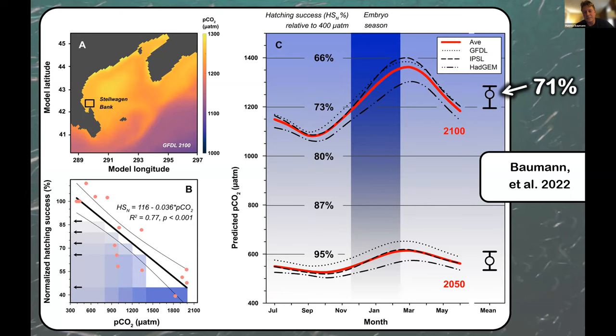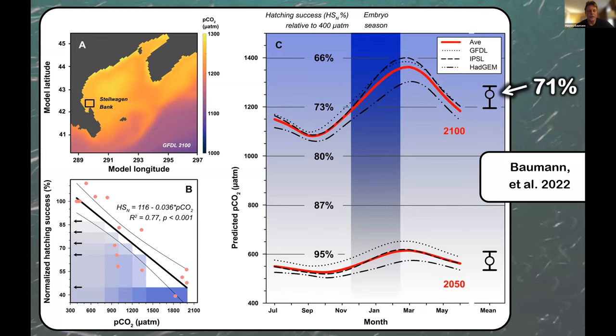But what struck me about these modeling exercises, and maybe it's because I'm a biologist and not so steeped in the modeling literature, was how much the seasonal fluctuations in predicted CO2 are intensifying over the course of the century. By the year 2100, we are talking about more than 300 microatmospheres between the fall low and the late winter, early spring high in PCO2. That's much more extreme than it is even in the predicted year 2015 and what it is now.